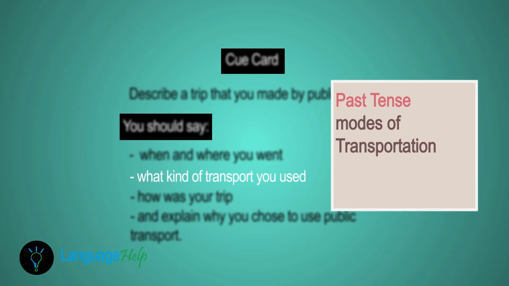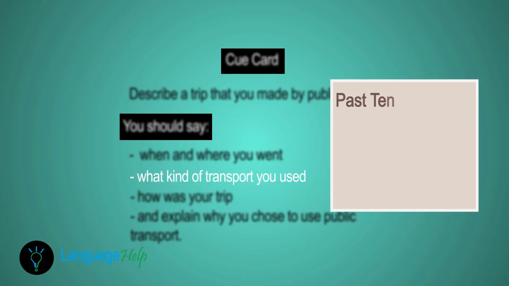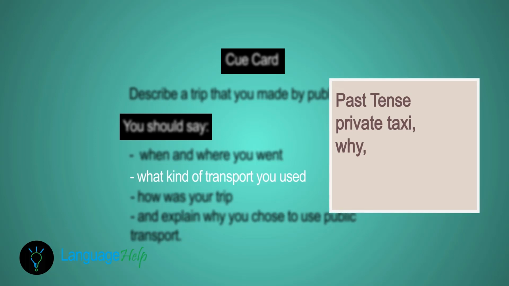The second cue asks us to talk about what kind of transportation we use. The first step is always to establish the tense. In this case, we'll use the past tense. We need to think of vocabulary to describe modes of transportation. And for our answer, we chose to take a taxi, a private taxi, and we'll talk about why we made that choice during our answer.